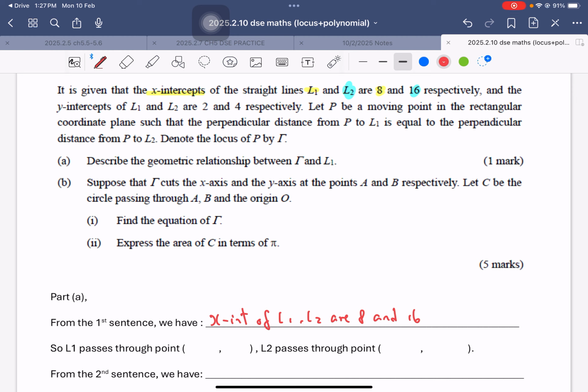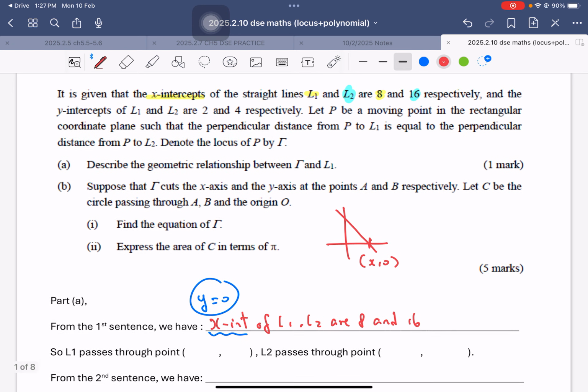So which means that L1 passes through which point? X-intercept means that the coordinates are going to be something, 0, isn't it? So for example, if this is the x-intercept, then this is going to be x, 0, isn't it? So the coordinates are going to be x, 0. So just remember that for x-intercept, it means y is equal to 0. Remember this?